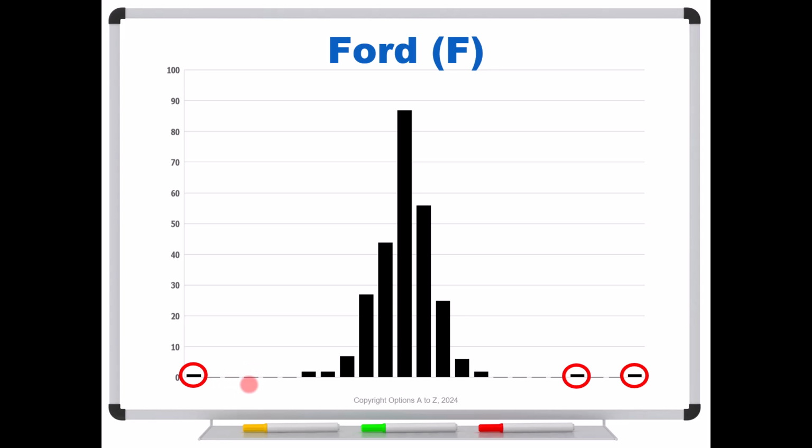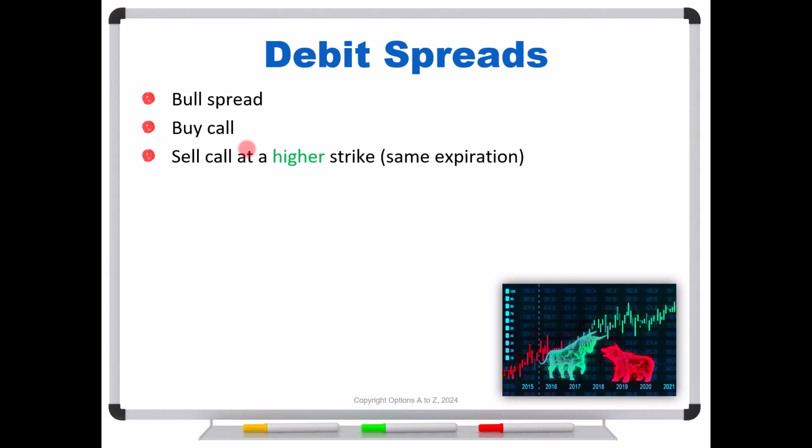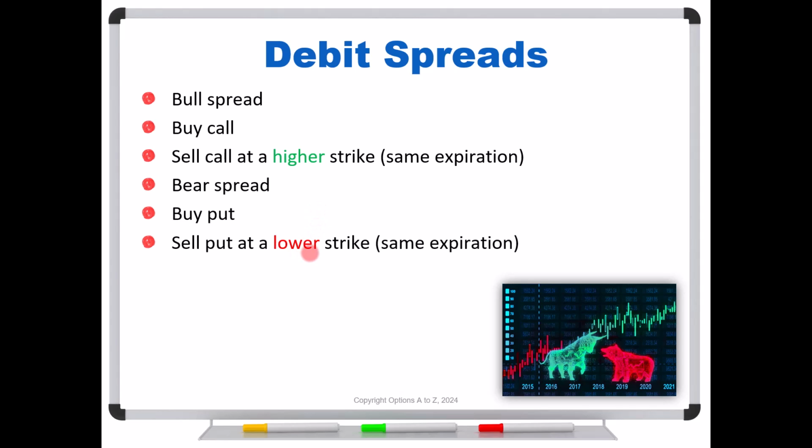All right, so what does this have to do with spreads and buying or selling the tail? Well, again, it usually applies to debit spreads. So let's take a look at a bull spread, for instance. That's where you're going to buy a call and sell a call at a higher strike, but the same expiration. Now, a bear spread would be the same idea in the opposite direction. There you're going to buy a put and sell a put at a lower strike, but the same expiration.